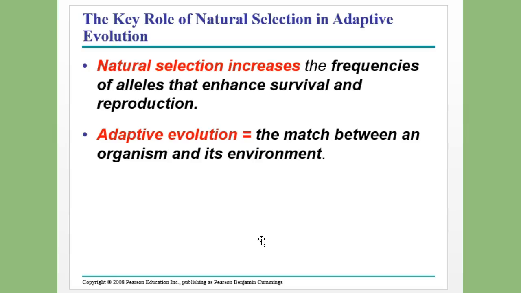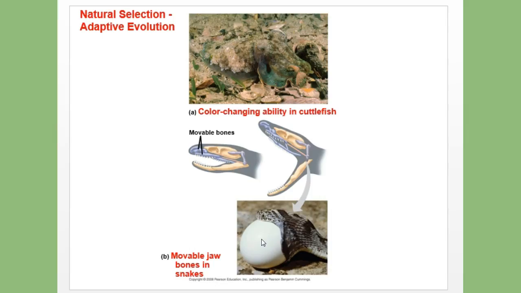Okay? The key role of natural selection in adaptive evolution. Natural selection increases the frequencies of alleles that enhance survival and reproduction. Adaptive evolution is the match between an organism and its environment. Okay, this figure here on page 481 is showing the natural selection adaptive evolution.